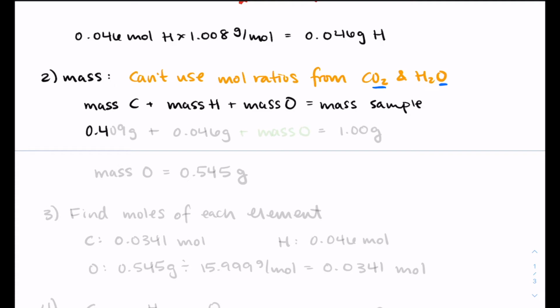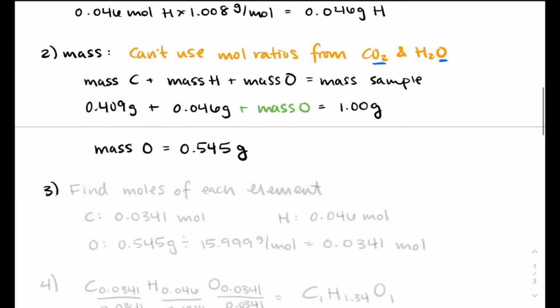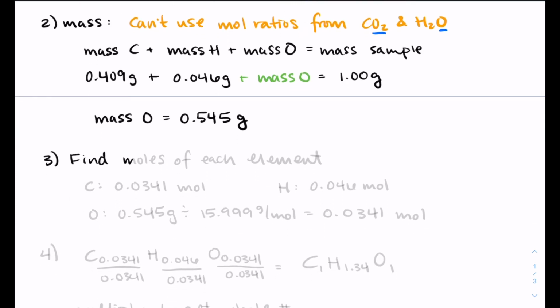Step 3 is to find the moles of each element. Now, carbon and hydrogen we already have because we saved those values in step 1. For oxygen, we just found the mass of oxygen in that sample, but if we divide by 15.999 grams per mole, we will end up with the number of moles of oxygen. Step 4 is to get to the empirical formula.